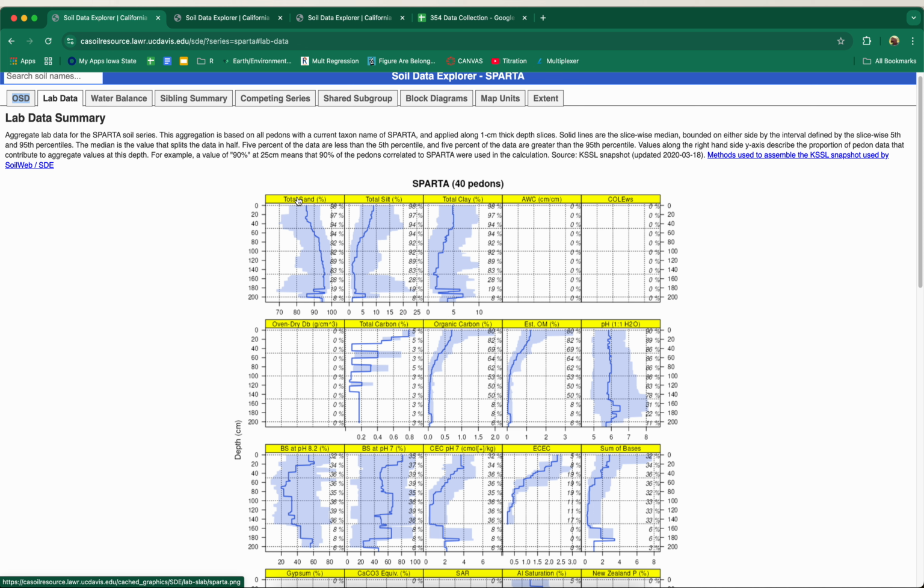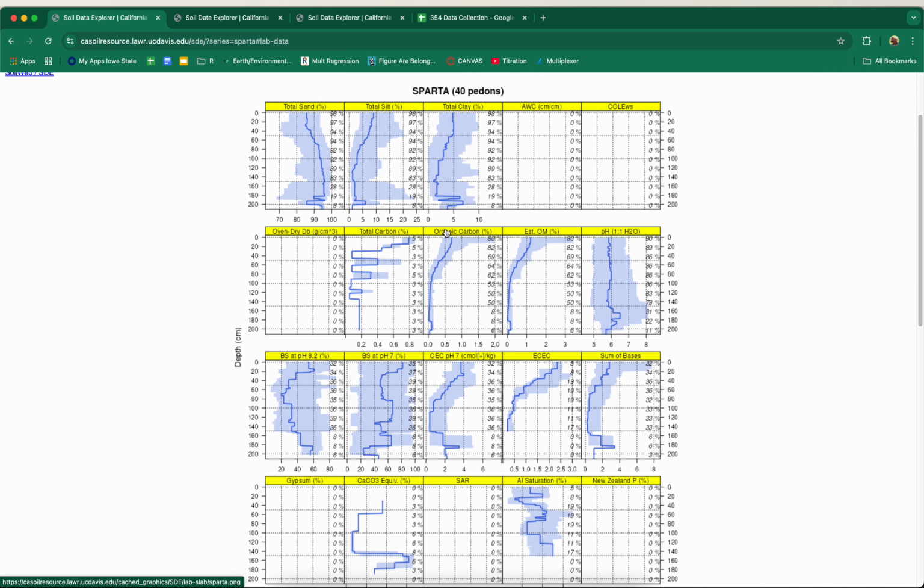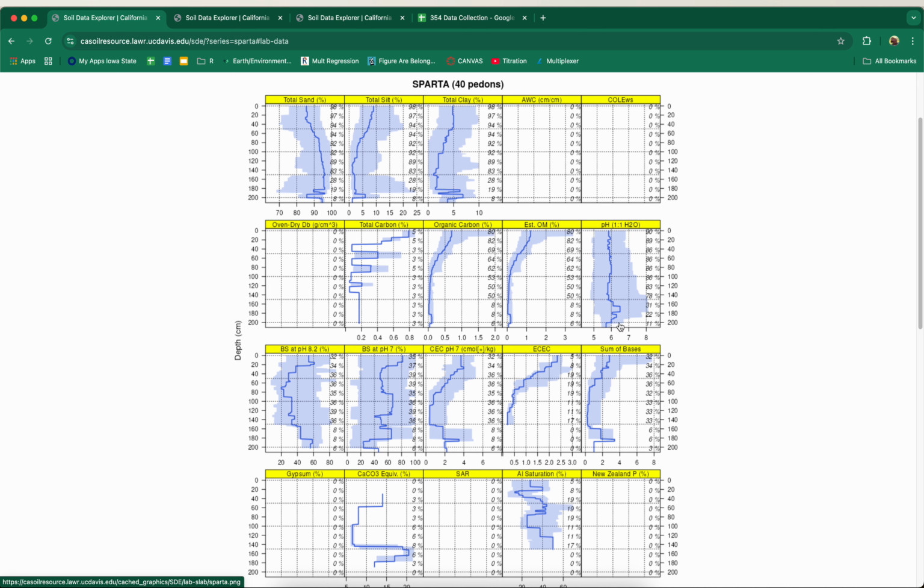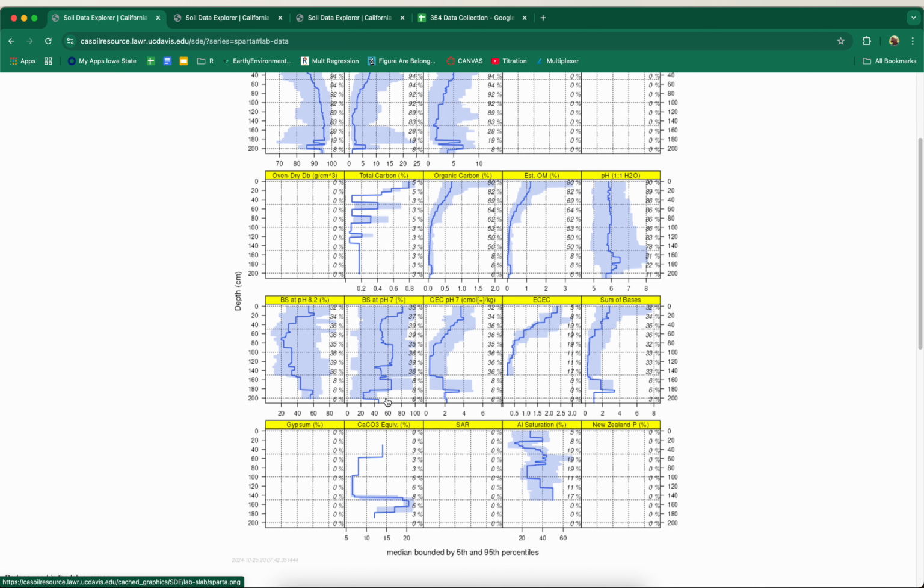Compared to our Hanlon, this is going to be a little higher sand content. We're quite a bit lower in organic carbon overall. We'll see we're well below 1 throughout most of the profile. pH is down by 6, a little bit lower pH. So that might indicate there's some acidity, along with some of that aluminum saturation, which drives some of that acidity.